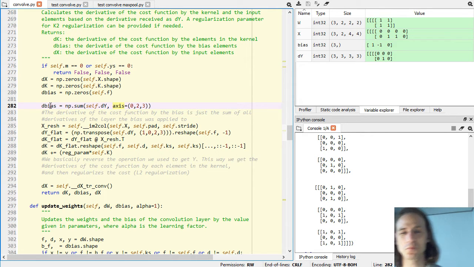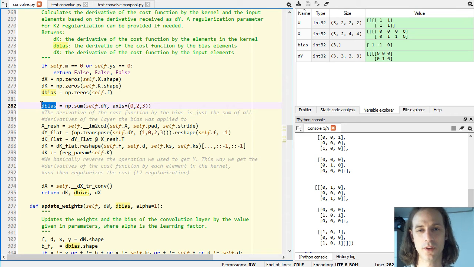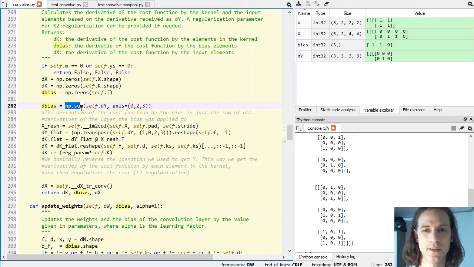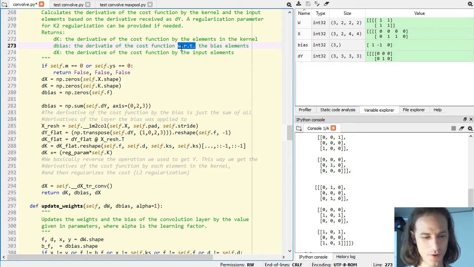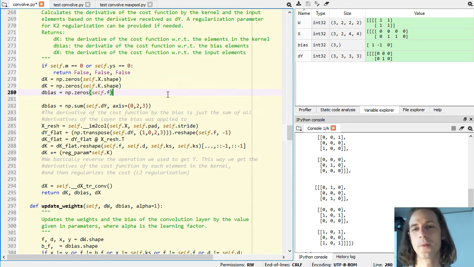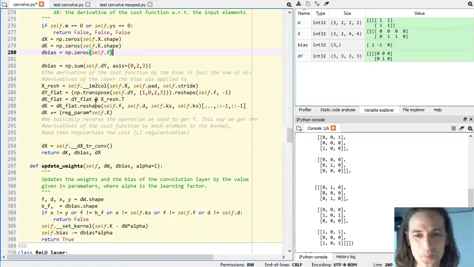Okay, so what's the d bias? This is going to be the derivative of the cost function by the bias. So with respect... Yeah, this is how you know that I never learned algebra and analysis in English. So it's with respect to the bias. Anyway, the bias is very easy.